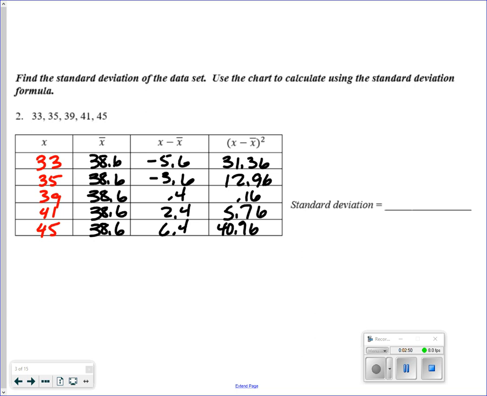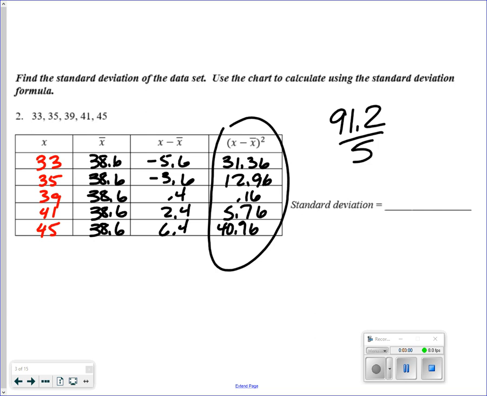And now I want the average of the last row. So if I take the average of the last row, so add them all up and divide by how many there are, take the square root of that, and my answer to the standard deviation is 4.27. So again, add them all up, divide by how many numbers there are, and then take the square root.